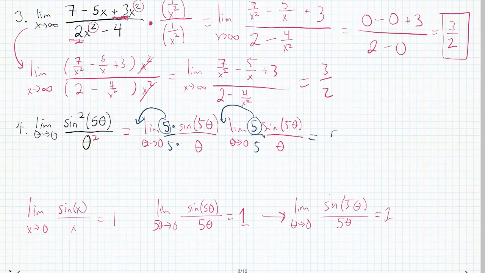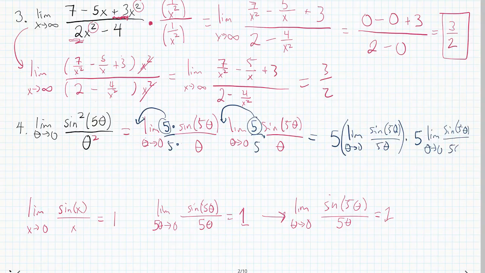So this equals 5 times the limit as theta approaches 0 of sine of 5 theta over 5 theta. So that's our first one. Times, and we move that into the front of the other limit, 5 times the limit as theta approaches 0 of sine of 5 theta over 5 theta. So now we just talked about what that limit is. The limit as theta approaches 0 of sine of 5 theta over 5 theta, that equals 1. So you're left with 5 times 1, because we know what that limit is, then another 5 times another 1.